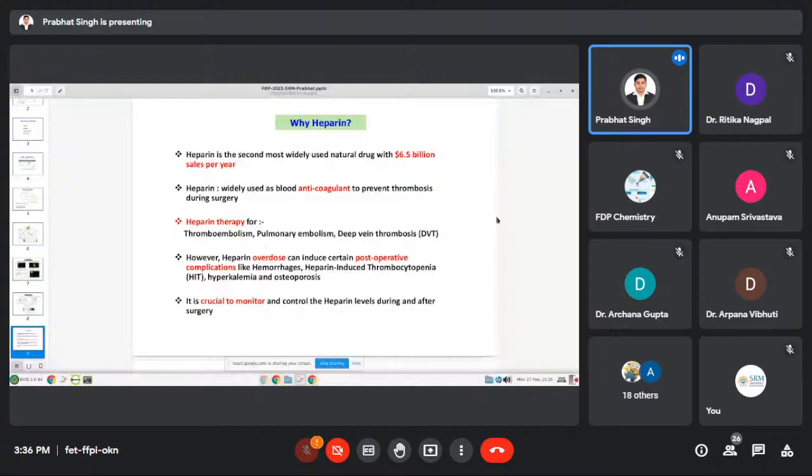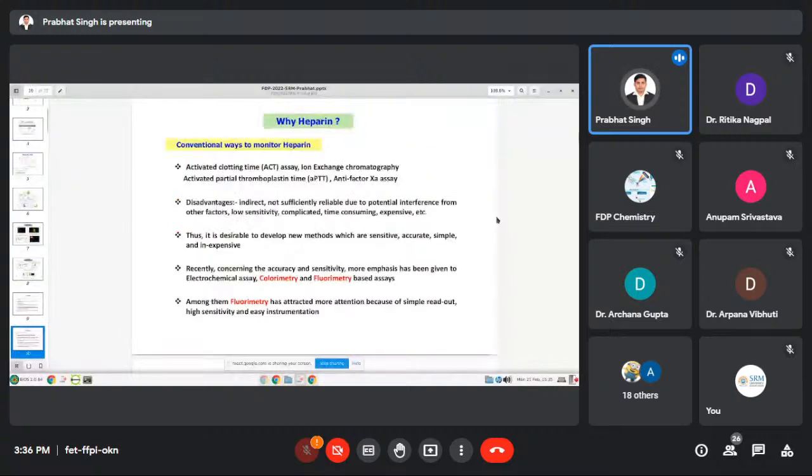So there are conventional ways to monitor heparin, like the activated clotting time assay, ion exchange chromatography. Then there is partial thromboplastin. There are various other clotting assays, but they have certain disadvantages. For example, they are indirect, they're not sufficiently reliable because they are indirect and they have interference from some other factors. The sensitivity level is low, they're complicated, time consuming and expensive. So it is desirable that we develop new methods which are sensitive, accurate, simple and inexpensive.